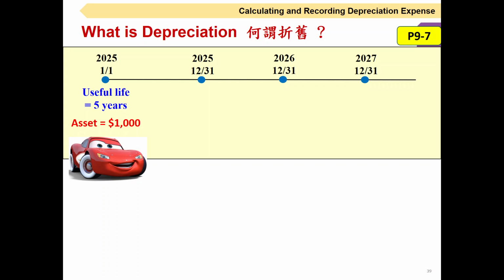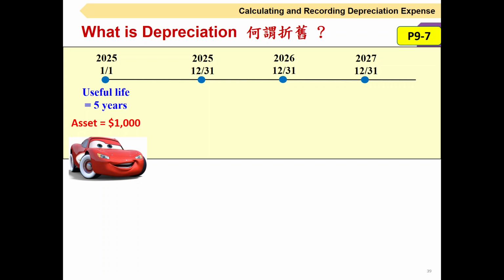So how long do I expect to use my cell phone? As long as possible. Because I don't want to waste my money to buy a new one. I want to save my money for something else. Okay? So useful life is how long I expect to use it. So for the dream car, I expect to use it for 5 years.